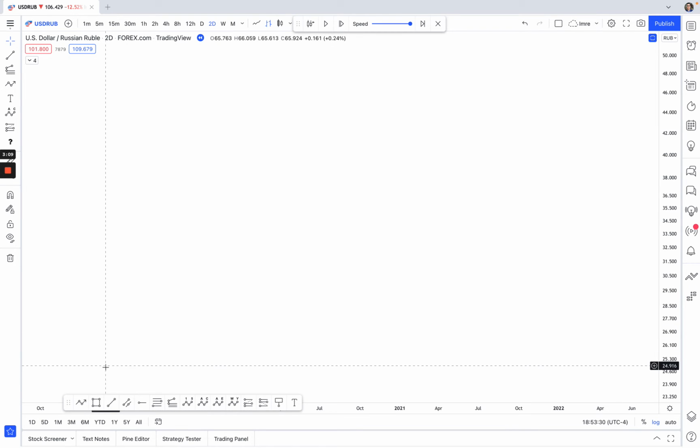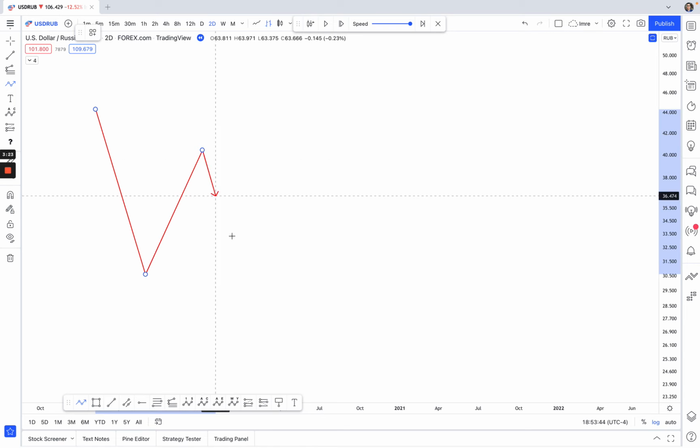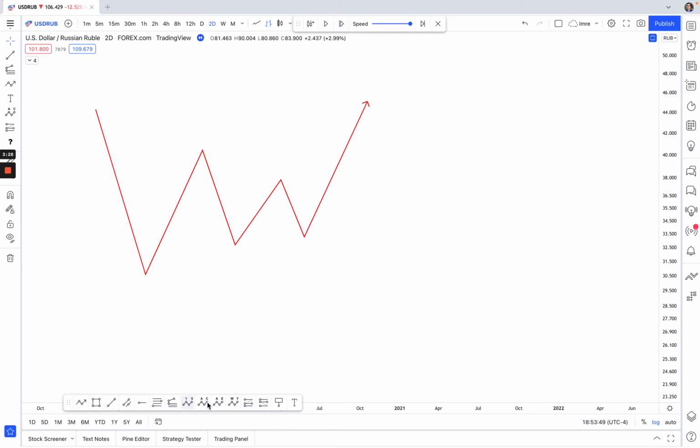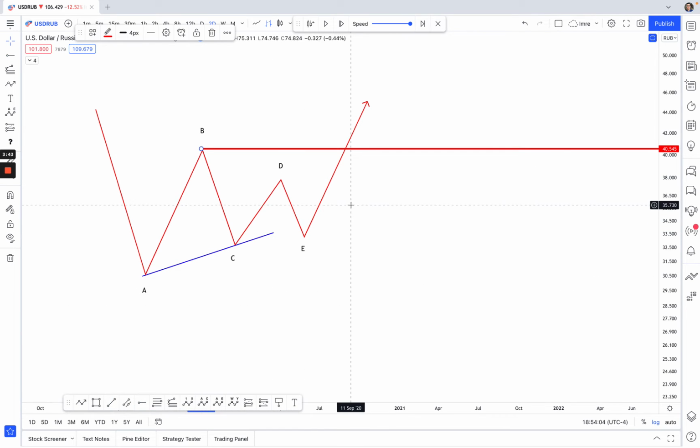So now that we've covered where a triangle can take shape, it's important to understand what a triangle can look like. A triangle will be made up of 5 waves, waves A, B, C, D, and E. Now, this is what an Elliott wave triangle will look like. There are variations. I'm just going to label this A, B, C, D, and E. This is classic textbook form, okay? We can draw trend lines connecting points A and C and B and D.